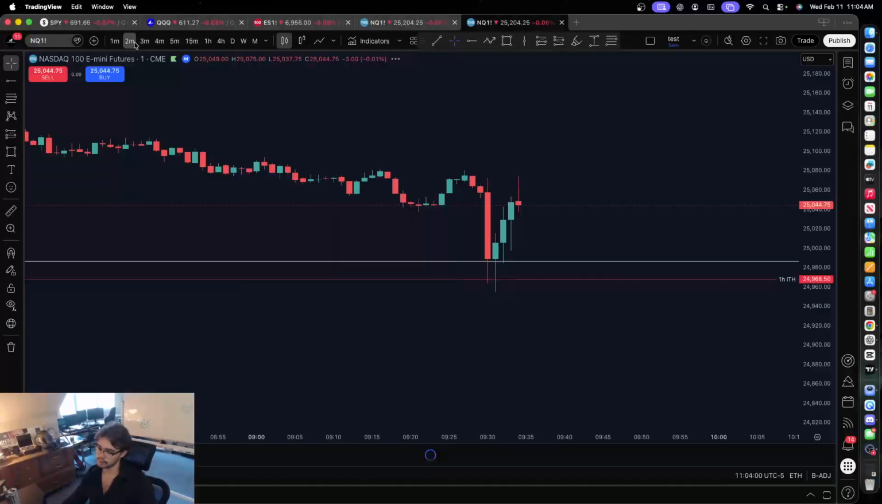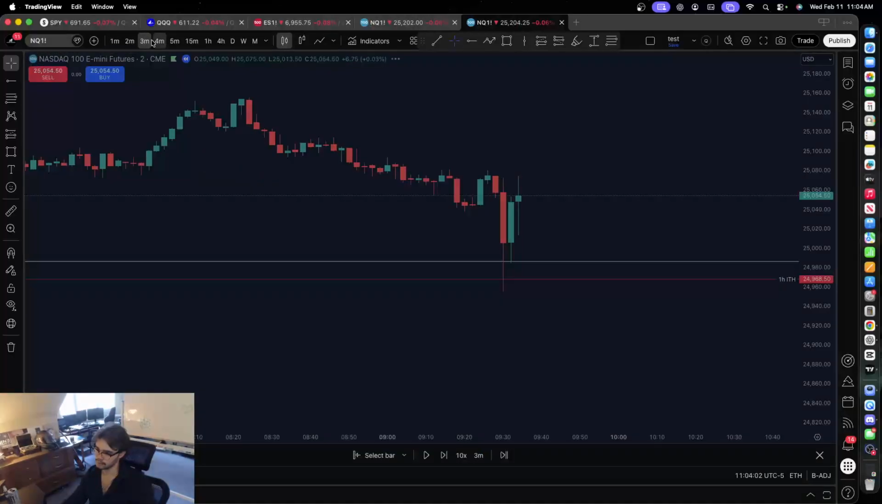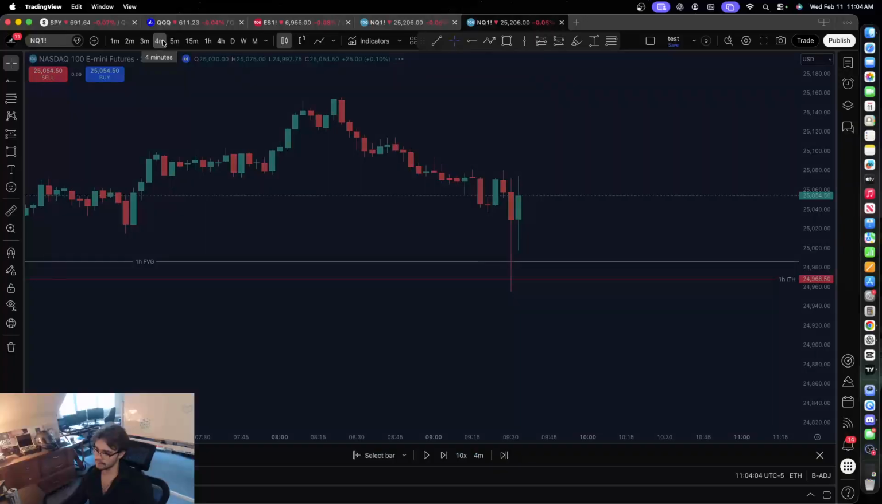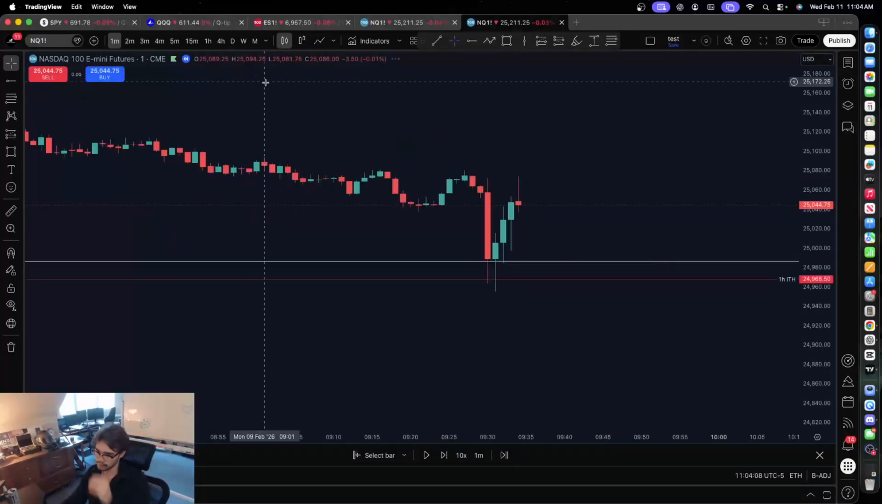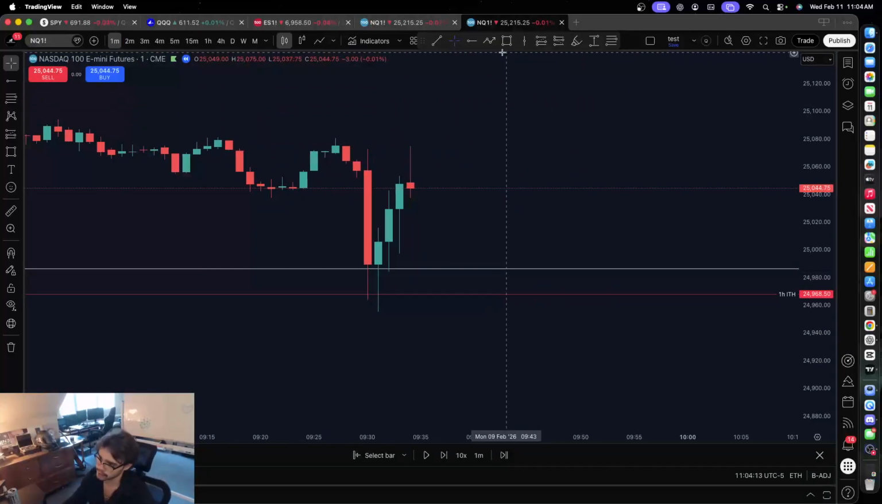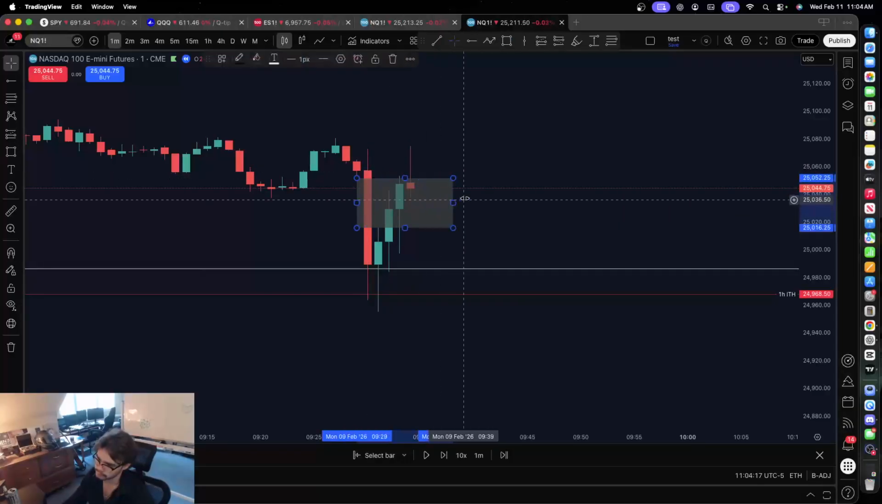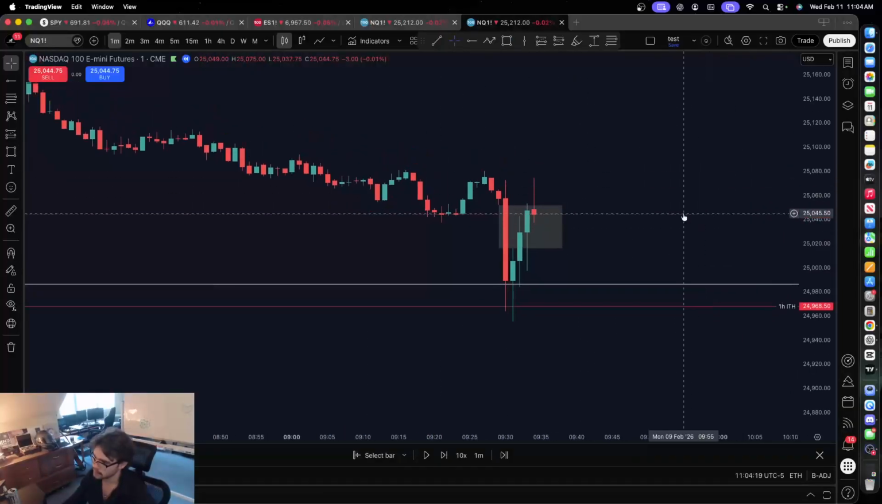Cool. What about the 2 minute? No. 3 minute? No. 4 minute? No. 5 minute? Absolutely not. Okay. So the only fair value gap that we can see is on this 1 minute. Right there. Okay. Now, we are waiting for this fair value gap to get inverted.